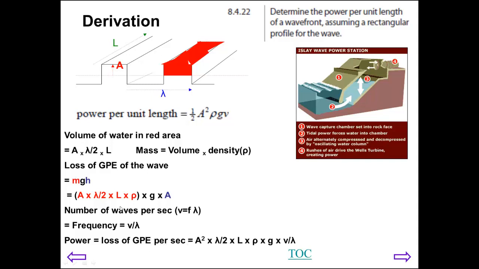So it's going to be A times lambda over 2 times by L times by rho times by g times by A. This A multiplies by this A, so we get A squared, and then multiplied by v divided by lambda. We have lambda here, and we divided by lambda, so they cancel. So the power per unit length is half A squared rho g v. In the past paper they have asked this to be derived.